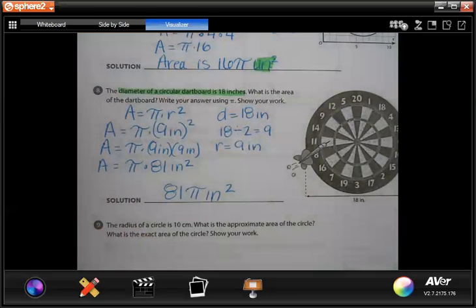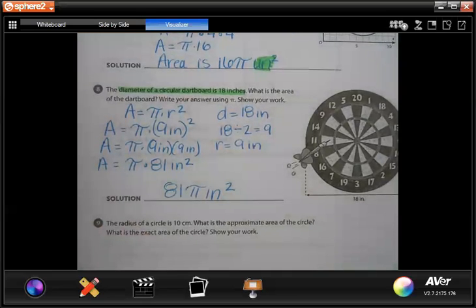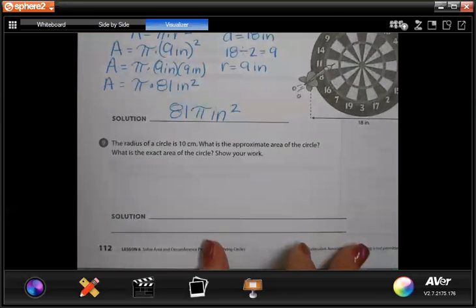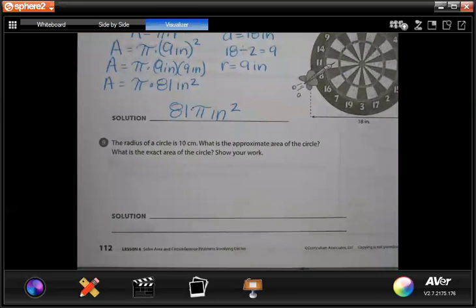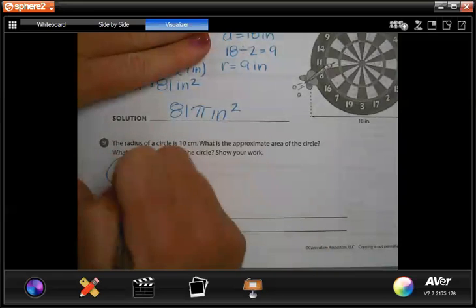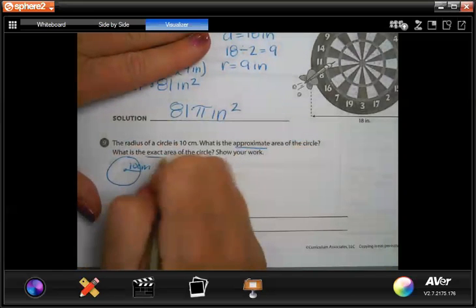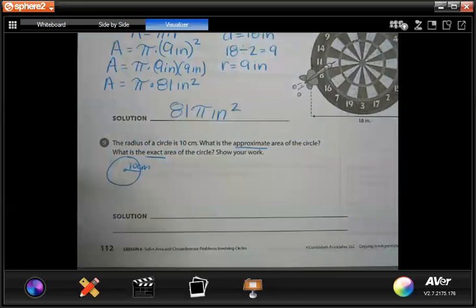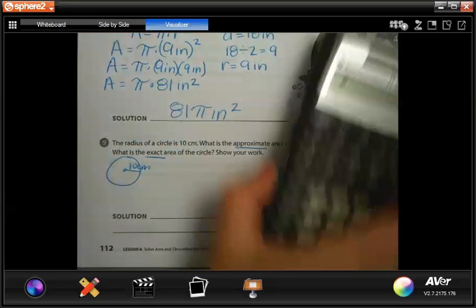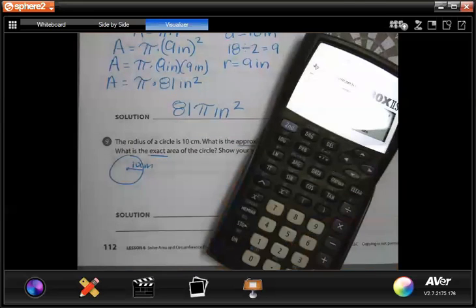Now with this one, we finally get to take pi out and use the value of pi. A circle has a radius of 10 centimeters. What is the approximate area and what is the exact area? I'm going to show you both today. If you don't have a calculator, it's totally cool. We're going to round it. We're going to estimate it.